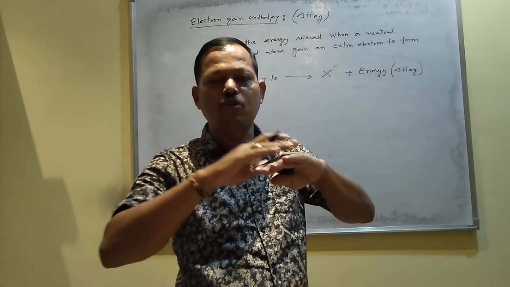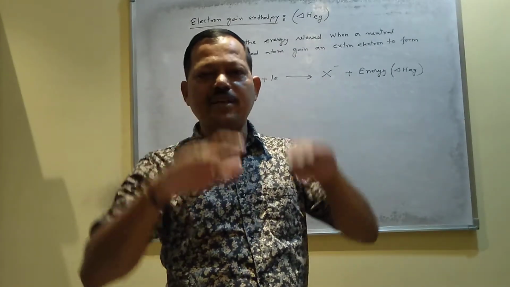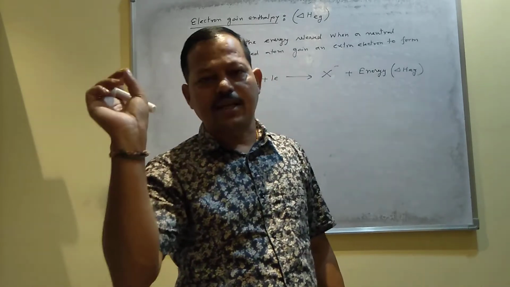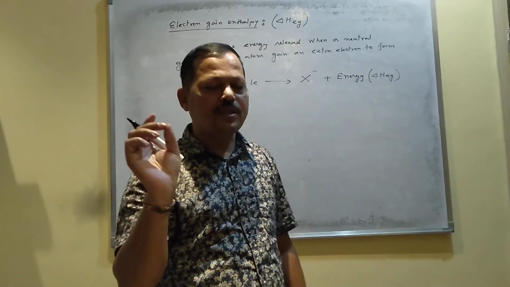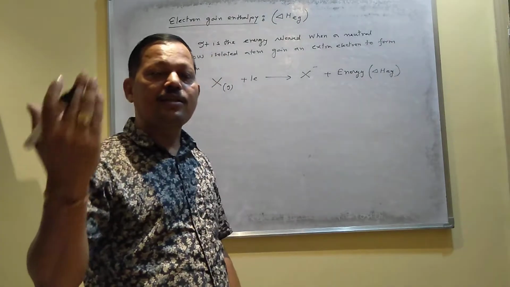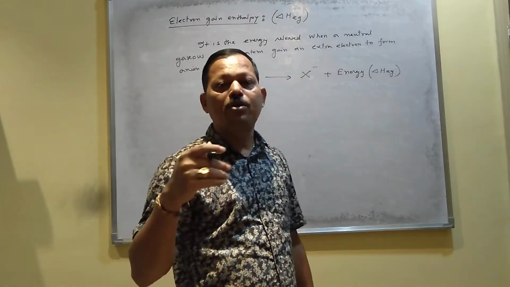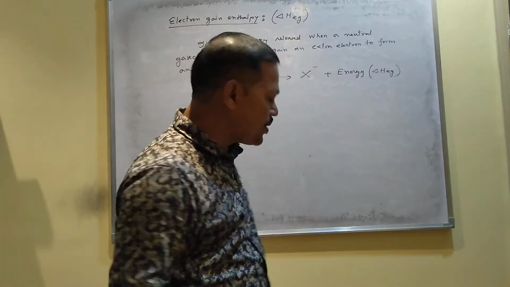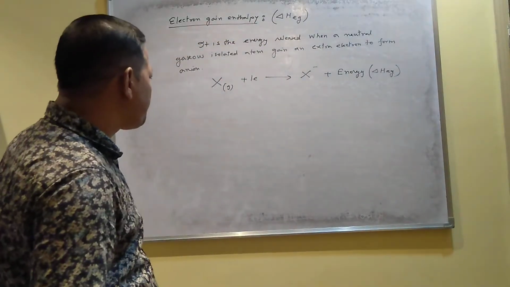Negative sign does not represent a decreasing amount of energy. Negative sign represents released energy, and positive sign represents required energy. Ionization enthalpy is always represented by positive sign because it is required energy, and here energy is released, that's why it is represented by negative sign.